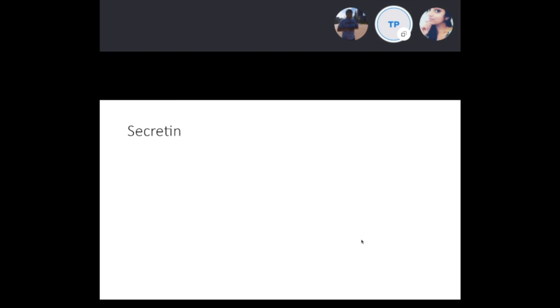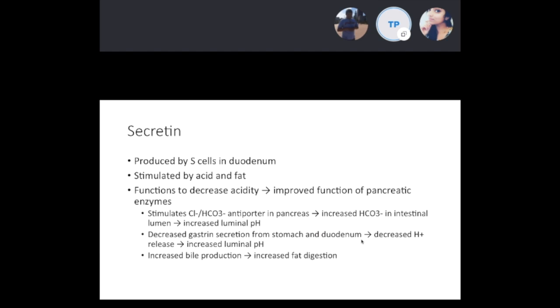All right, secretin. Secretin is produced by the S cells in the duodenum. It is stimulated by acid and fat. The functions are to decrease the acidity and improve function of the pancreatic enzymes for breakdown. It does this by stimulating the chloride-bicarb antiporter in the pancreas, which increases bicarb in the intestinal lumen and decreases the luminal acidity.